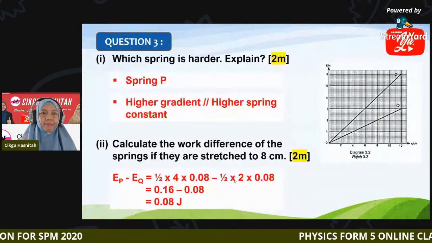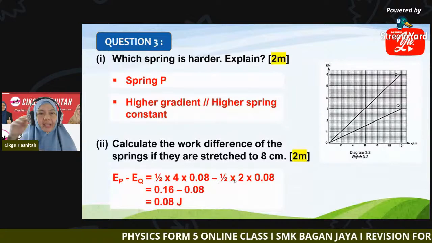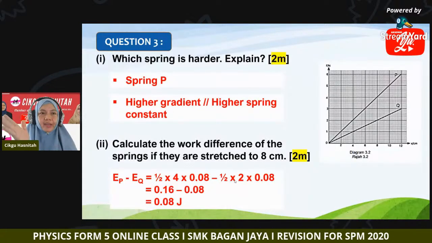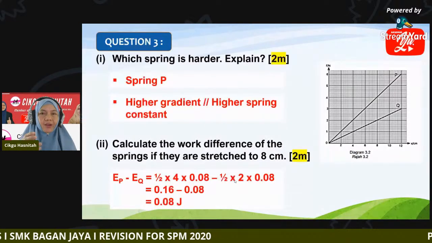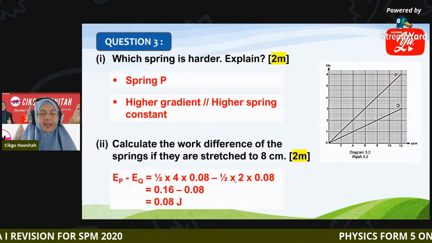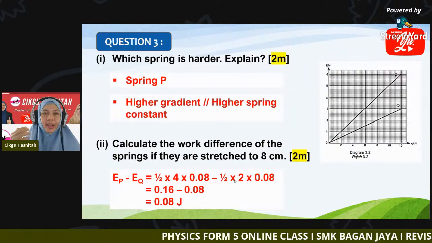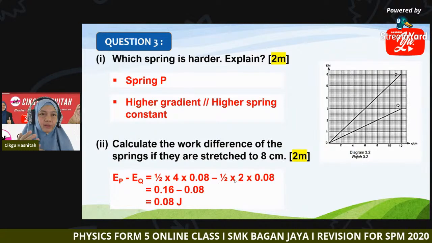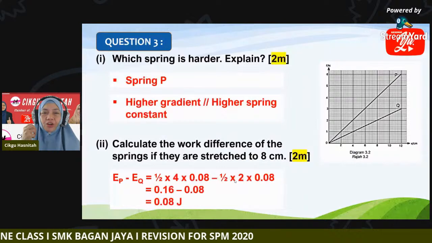Okay, remember for a spring, if you are given a graph of force against extension, the gradient of the graph will give you the force constant, while the area under the graph will give you the elastic potential energy stored in the spring or the work done when stretching or compressing the spring.